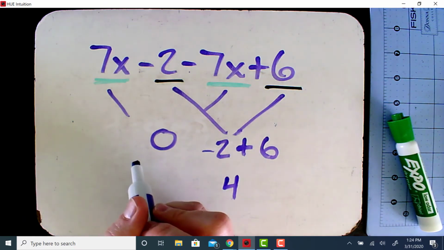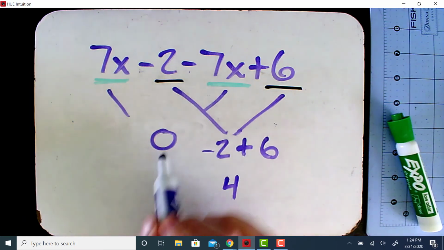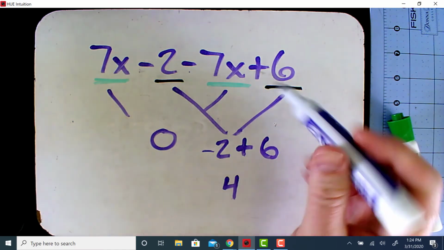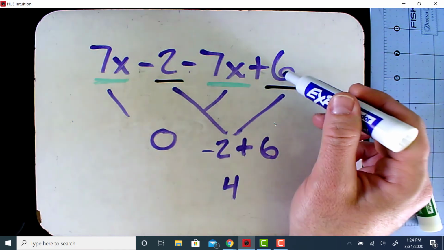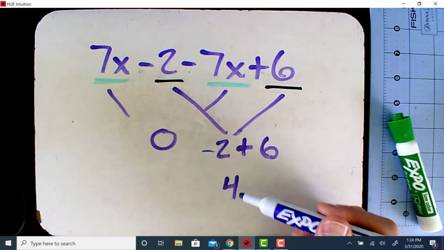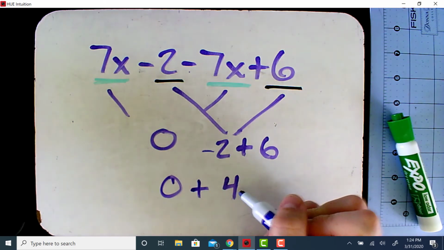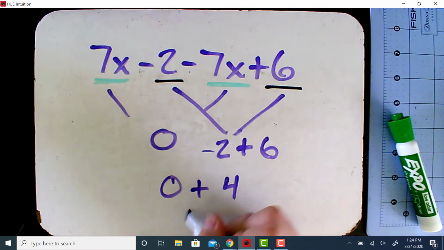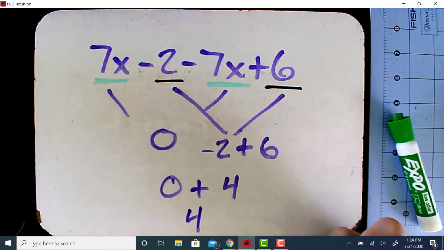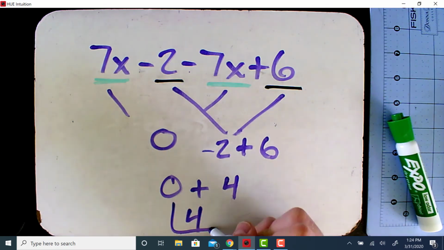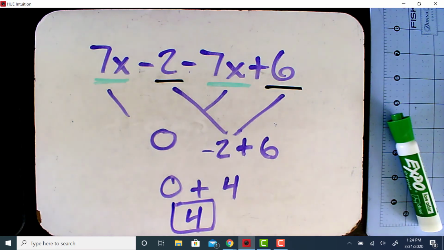So now that I've combined those two things, my x's combined and got me 0, and my negative 2 and 6 combined to get me 4. So I've got 0 plus a 4. So now when I've got it totally simplified, my expression is just 4. And then I'm done. That's my answer. 4 is my simplified expression. The x's canceled each other out, so I don't have any variables left, and my overall expression is just 4.